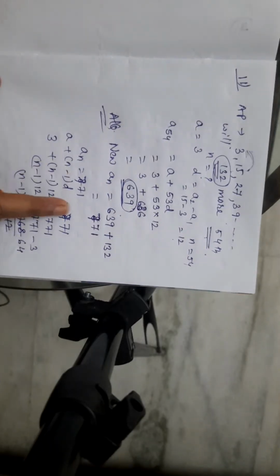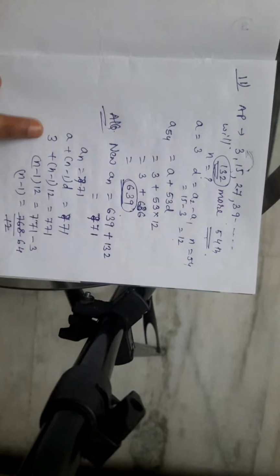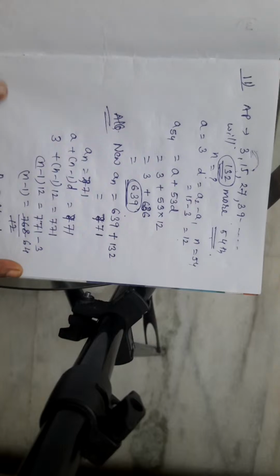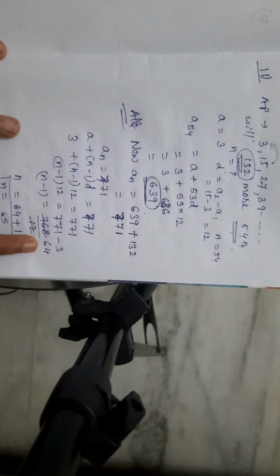After getting that value, put it in the equation. A plus n minus 1 D is 771. So here A is 3, n we need to calculate, and the value of D is 12. First we'll shift A towards the left. Thus we got the value of n minus 1 multiplied by 12 as 771 minus 3, which is 768. N minus 1 will be 768 divided by 12, so we got that to be 64.